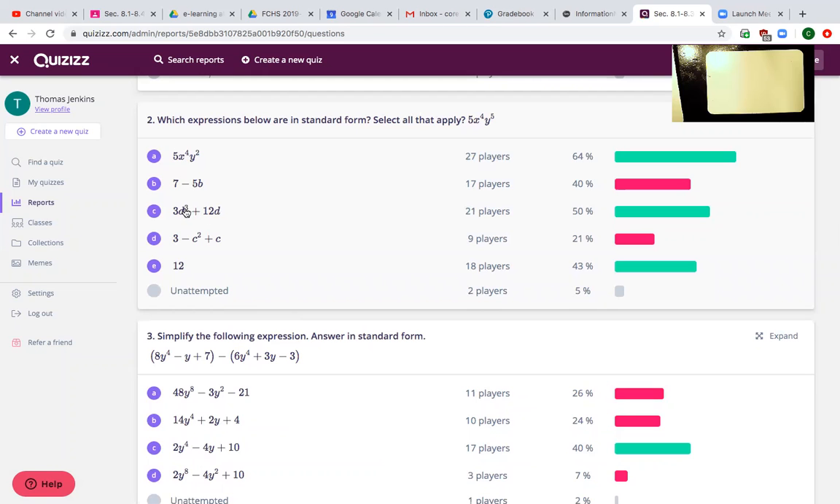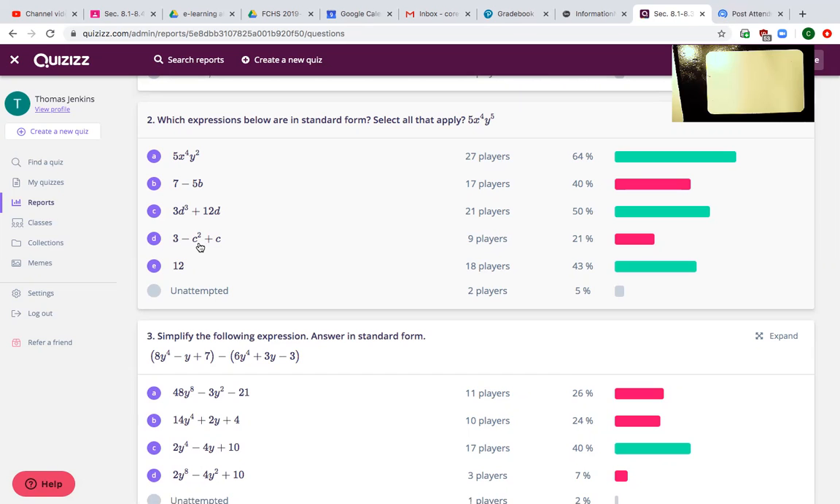Half of you had that C was in standard form. It is, because the cubic term comes before the first degree term. The next one is not. Most people stayed away from that one. The c squared term would have to come first, then this second, and then this third. So for this to be in standard form, it would be negative c squared plus c plus 3.